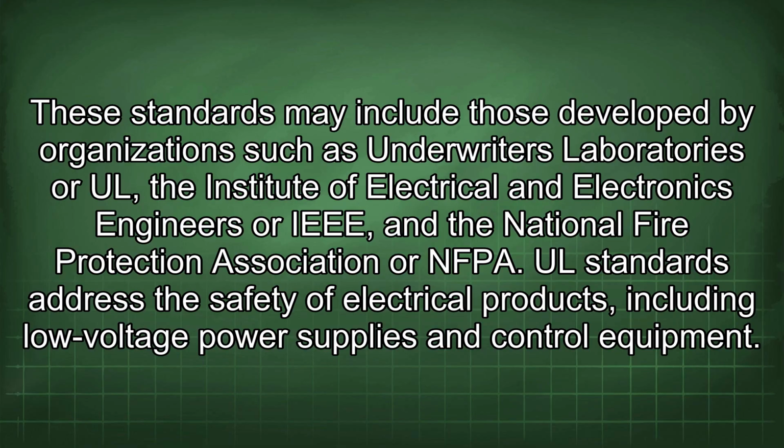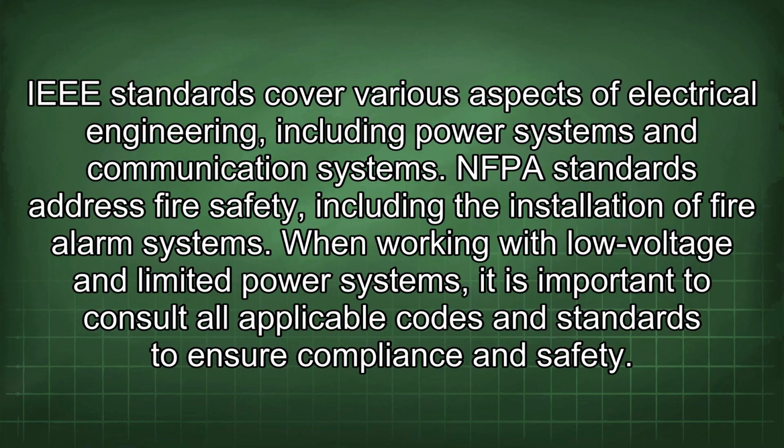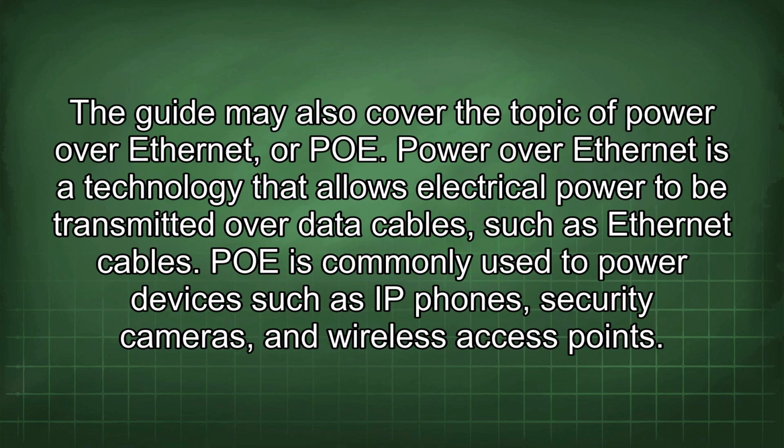UL standards address the safety of electrical products, including low voltage power supplies and control equipment. IEEE standards cover various aspects of electrical engineering, including power systems and communication systems. NFPA standards address fire safety, including the installation of fire alarm systems. When working with low voltage and limited power systems, it is important to consult all applicable codes and standards to ensure compliance and safety. The guide may also cover the topic of Power over Ethernet, or PoE.